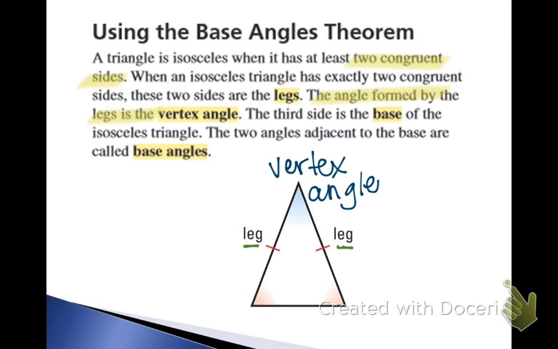Vertex angle. So writing over here, leg, vertex angle. And this blank is vertex angle. All right, the third side is called the base. So down here is called the base. And the remaining two angles we call base angles. So the two angles adjacent to the base are called base angles. So your last blank is here.